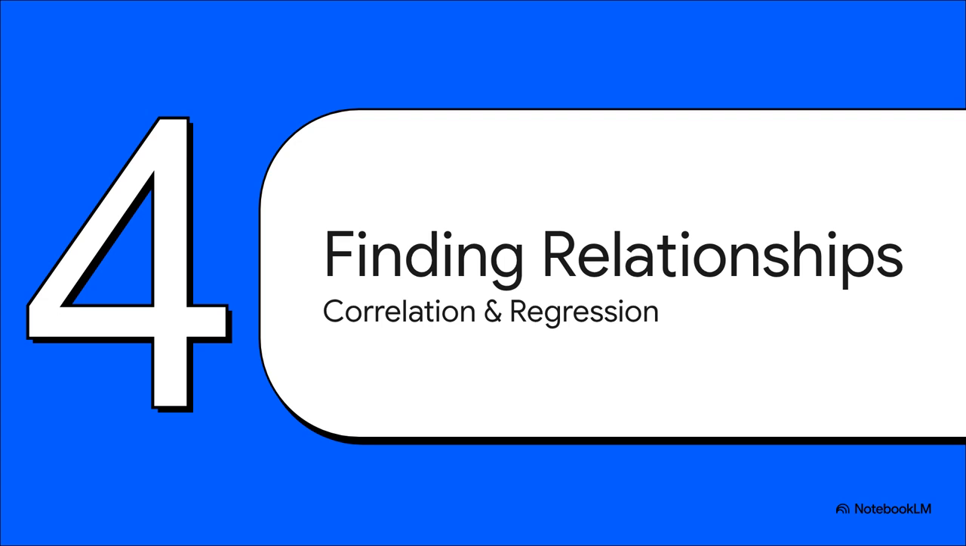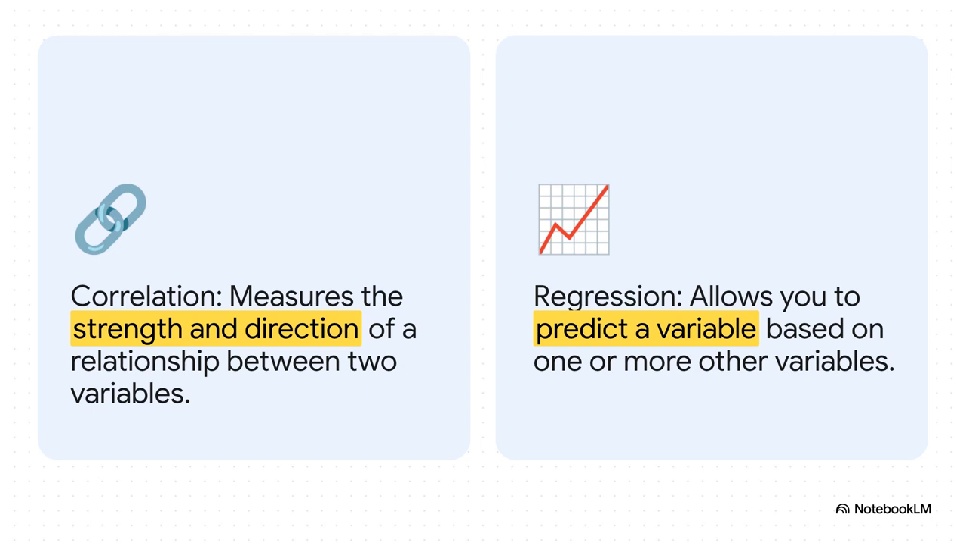Okay, so we can describe groups and we can make educated guesses about them. The final piece of the puzzle is all about finding connections. How does one thing relate to another? This is where we look for those hidden relationships in the data, using cool tools like correlation and regression. Now, these two ideas are cousins, but they do different jobs. Correlation just asks the simple question, is there a link here? As one thing goes up, does the other thing tend to go up or down?